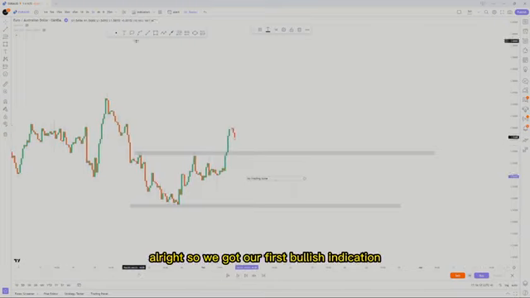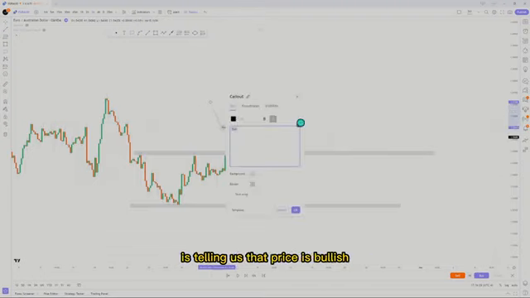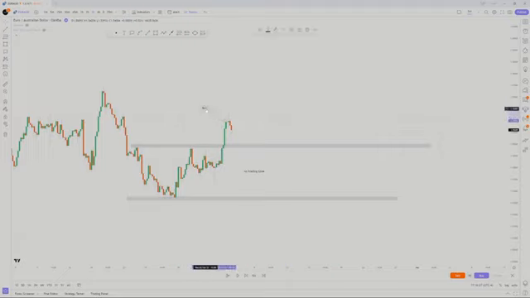All right, so we got our first bullish indication. Anything above our level of resistance is telling us that price is bullish. So this will be our bullish indication.